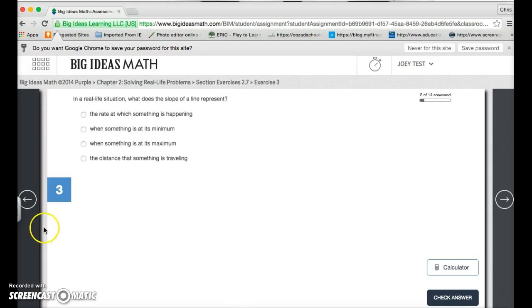What does slope of a line represent? What do you guys think? In any real life problem, what will slope represent? Think about when you drive a car. That's talking about something that's happening over a period of what? Time. So a rate at which something is happening, when something is at its minimum, something at its maximum, the distance that something is traveling. Only really one of those things is referring to a change over time, and that's the rate. The first one, the rate at which something is happening, would be an example of a real life slope problem. Because again, if you're talking about slope, it's a change over a period of time.